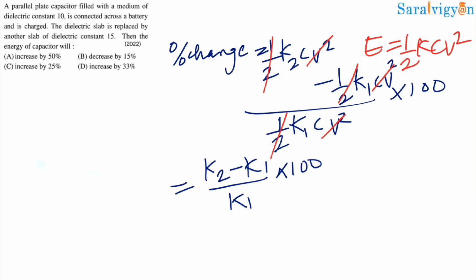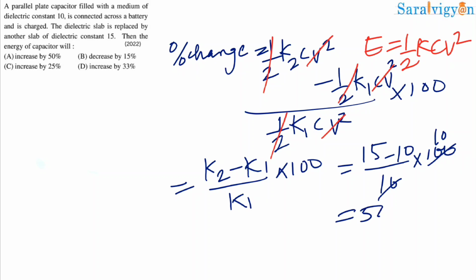K2 and K1 we are given. K2 is given as 15 and K1 is 10. So (15 minus 10) by 10 into 100. We can cancel this, and we'll get 10. 15 minus 10 is 5. So we have 50%. Since there is no negative sign, we know that it is an increase. So we have an increase by 50%.